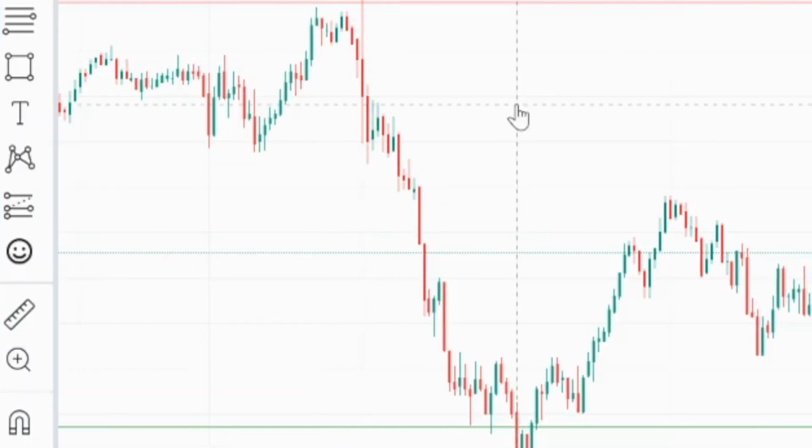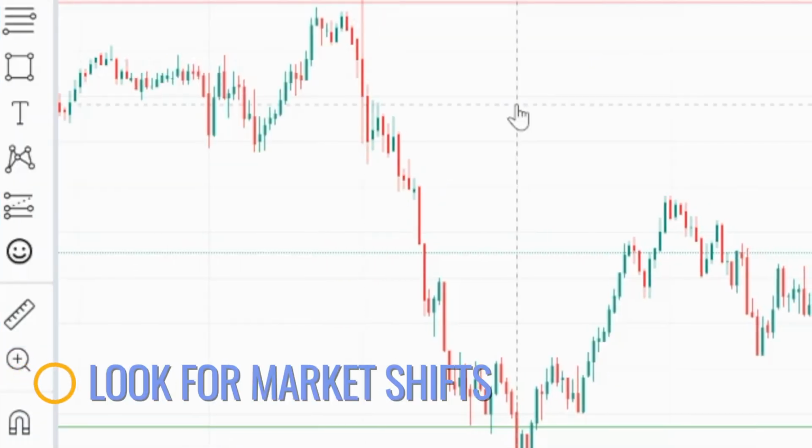Now, the next thing that I'm looking for is a market shift. And think of this like a confirming factor of a change in direction. So price was trending up. We took out these highs.